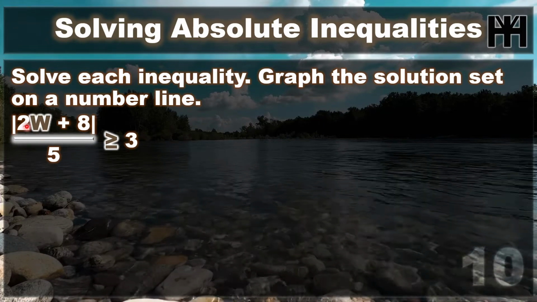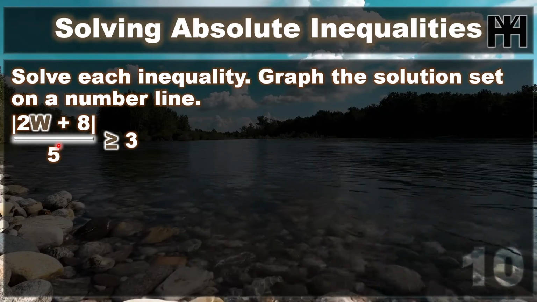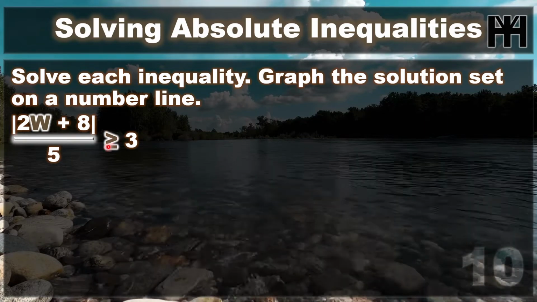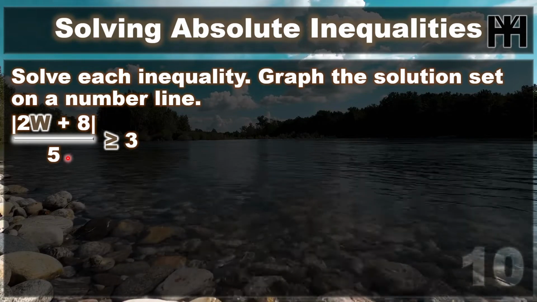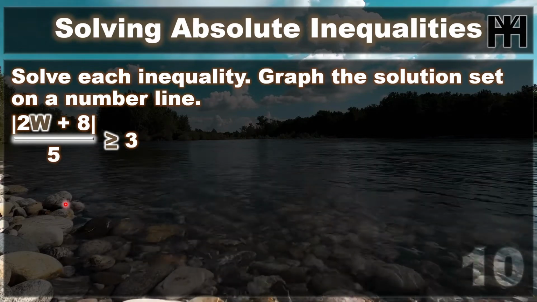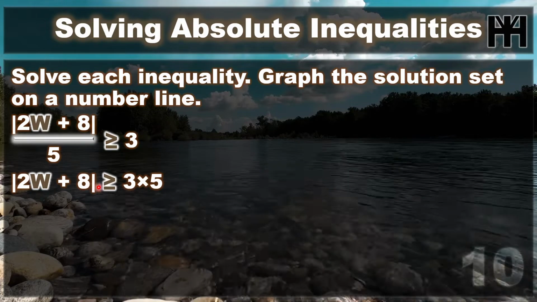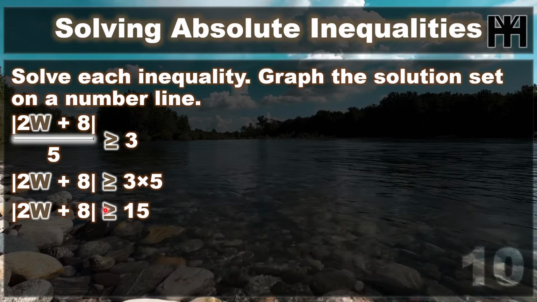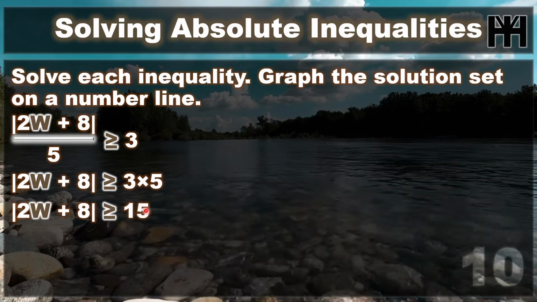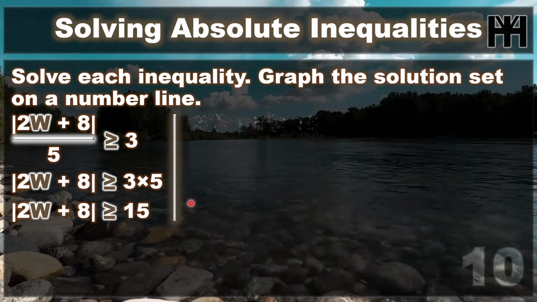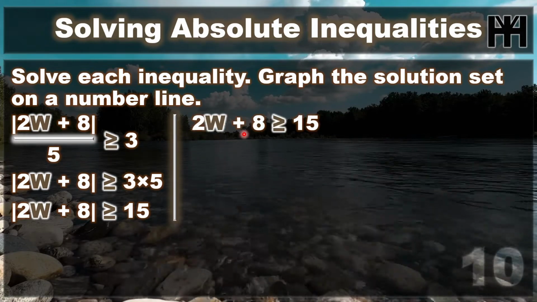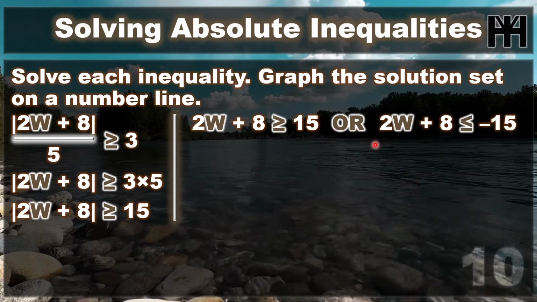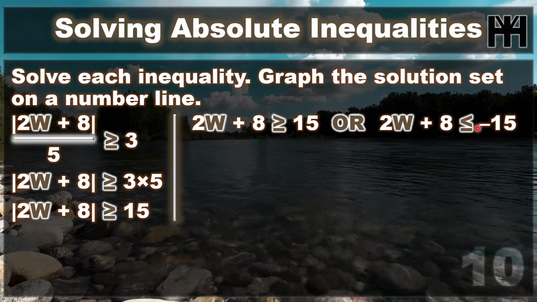Okay, let's say we have the absolute value of 2w plus 8, all divided by 5, greater than or equal 3. So first of all, we'll send the 5 to the other side. So it's the absolute value of 2w plus 8 greater than or equal 3 times 5. So it's the absolute value of 2w plus 8 greater than or equal 15. Then here we will have two choices. Whether it is 2w plus 8 greater than or equal 15, or it's 2w plus 8 smaller than or equal -15.